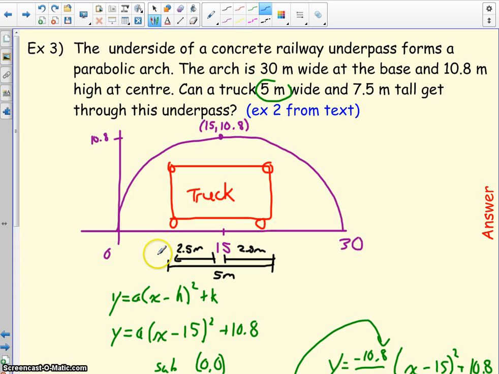Okay, I can use either one I want because really it's a truck, it's going to be the same at both edges. So let's just say I use this one here. So it's going to be 12.5 meters from the edge. Okay, if you want to, you could use this one. This would be 17.5 meters from the edge. But because the edge of the truck happens at 12.5 meters, we're going to throw that into the equation of the arch, see how high the arch is, and then compare it to the actual height of the truck.